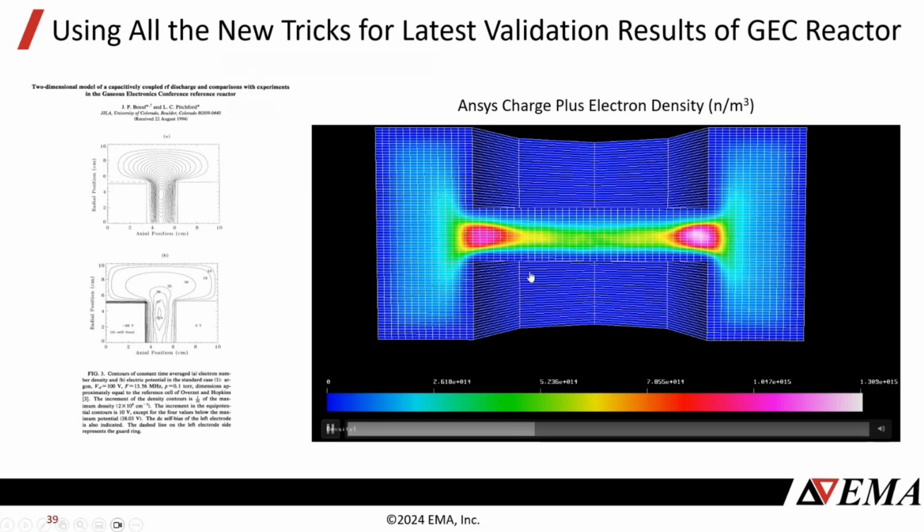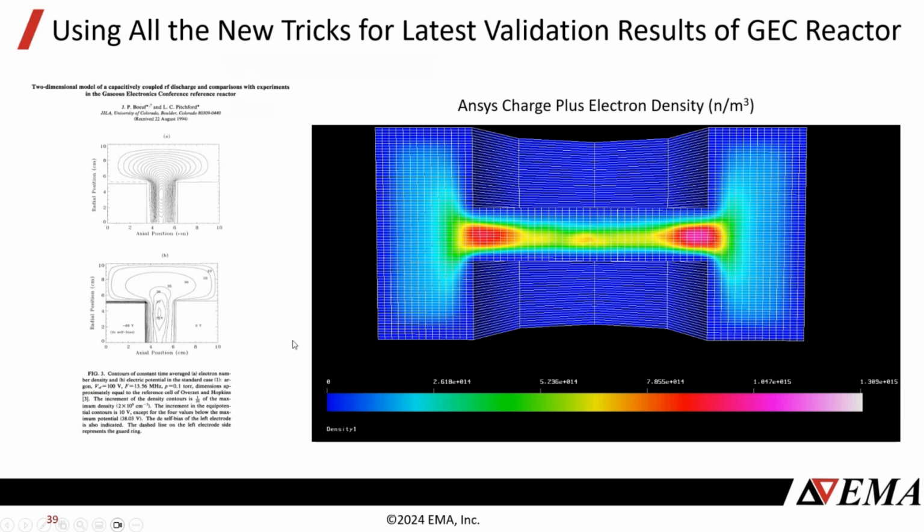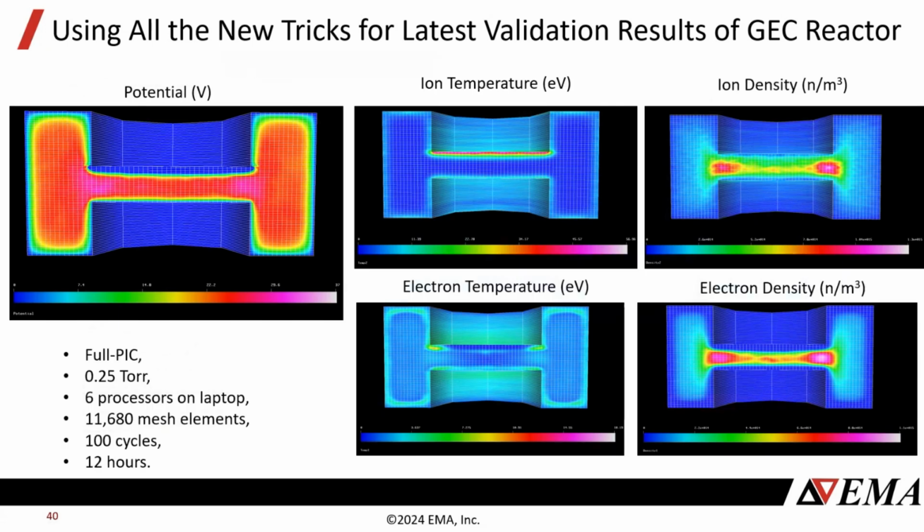Here in the electron density as well, we're able to see the two peaks that we expect near the edge of the electrodes. We're able to see that we reach steady state, and we're running through, in this case, 100 RF cycles in the system. So this is a full PIC simulation at 0.25 torr. It was actually run on a laptop. With this structured mesh, we reduced the problem space to 10,000 mesh elements.